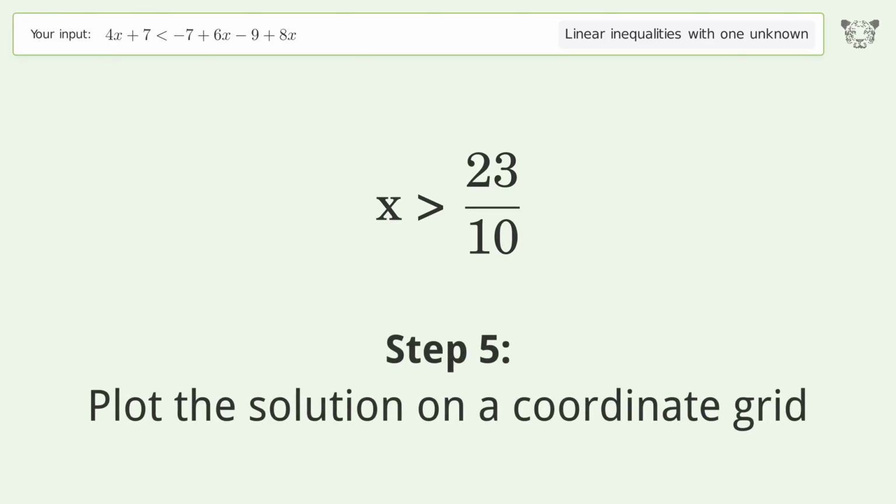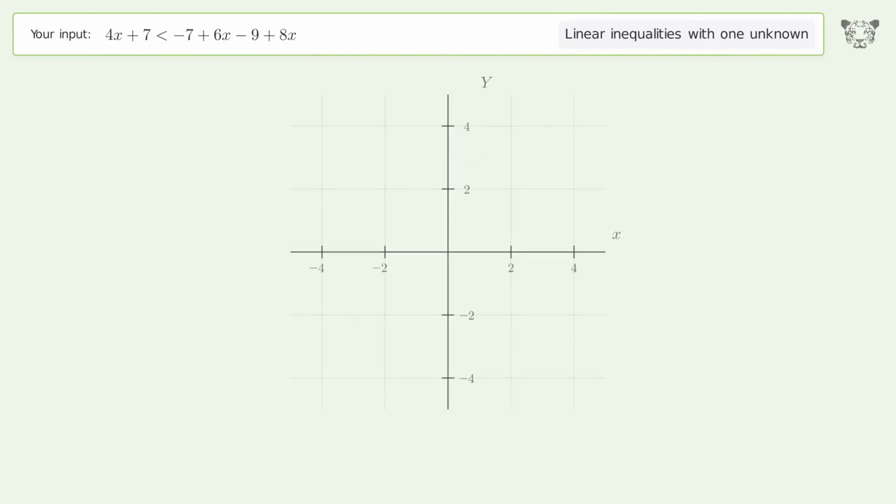Plot the solution on a coordinate grid. And so the final result is x greater than 23 over 10.